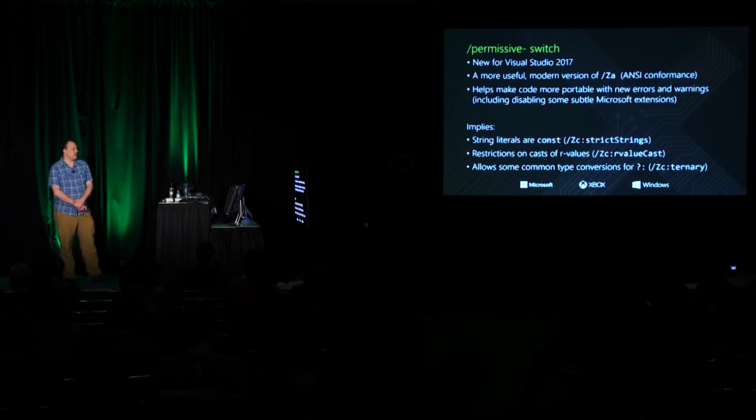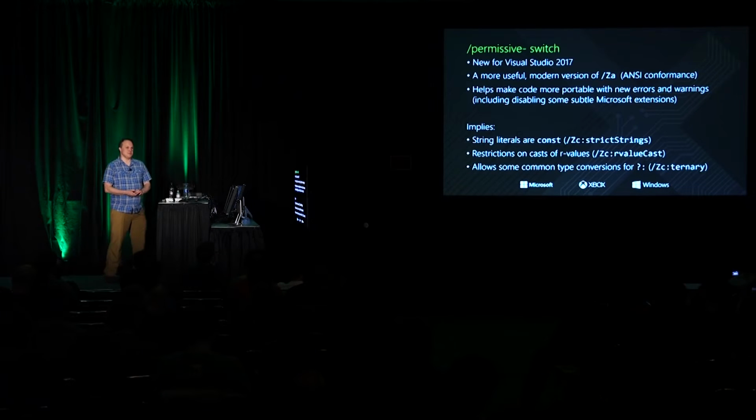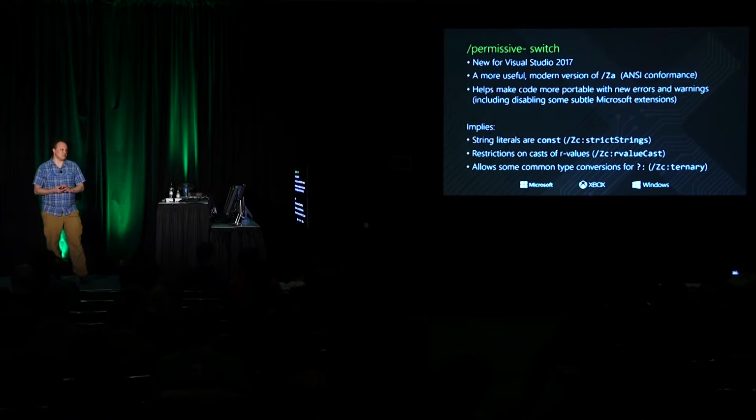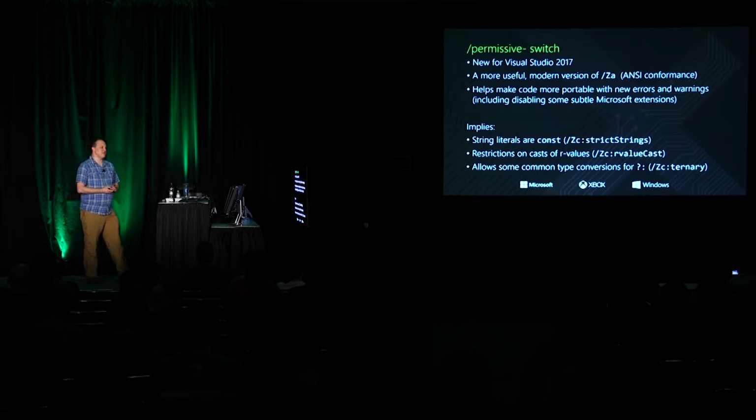Another new feature that was added in 2017 is the permissive minus switch. There's been a switch in the language for some time, in the Visual Studio product called /ZA that was supposed to be the sort of ANSI conformant portability switch. That thing has not really been changed since 1998, so it's not very useful. For example, anonymous unions aren't technically ANSI compliant, but those are part of standard C++11 these days.